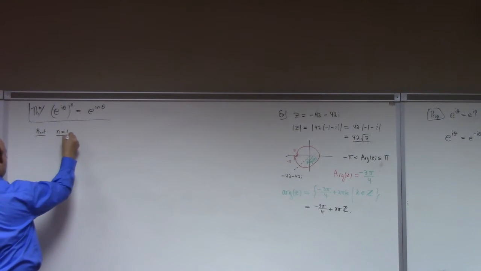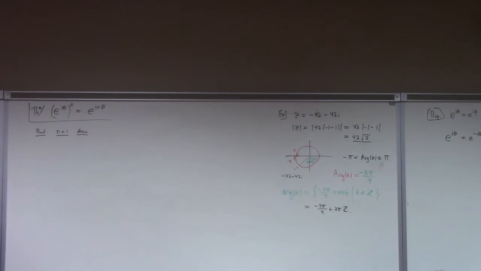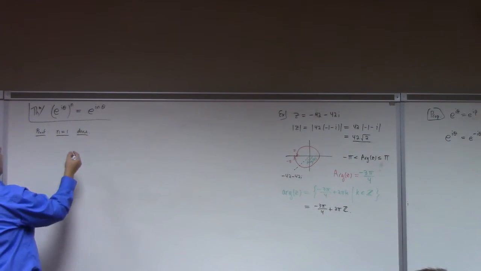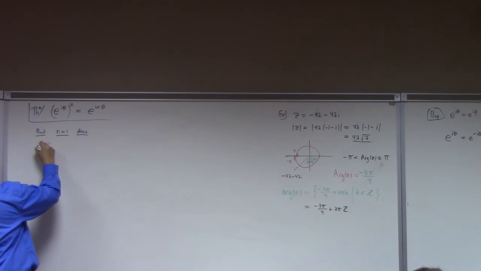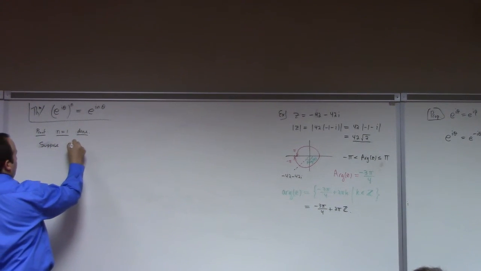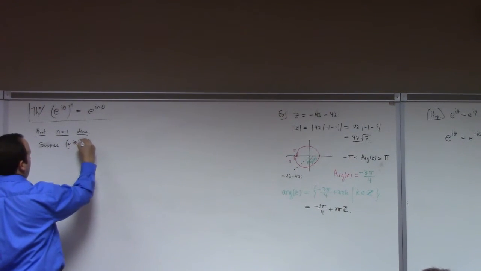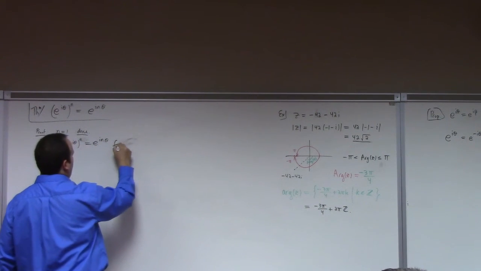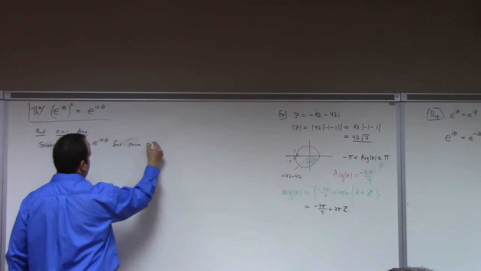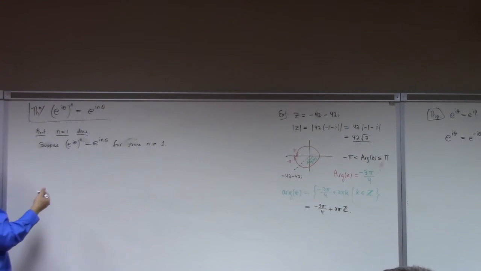N equals 1, done, right? I mean, there's nothing much to prove except that if we raise something to the first power, by definition, it's what it is. What do we mean when we say e to the i theta squared? Well, let's use induction. So suppose e to the i theta raised to the n power is equal to e to the i n theta, for some n greater than or equal to 1. Of course, a whole number, a positive integer.